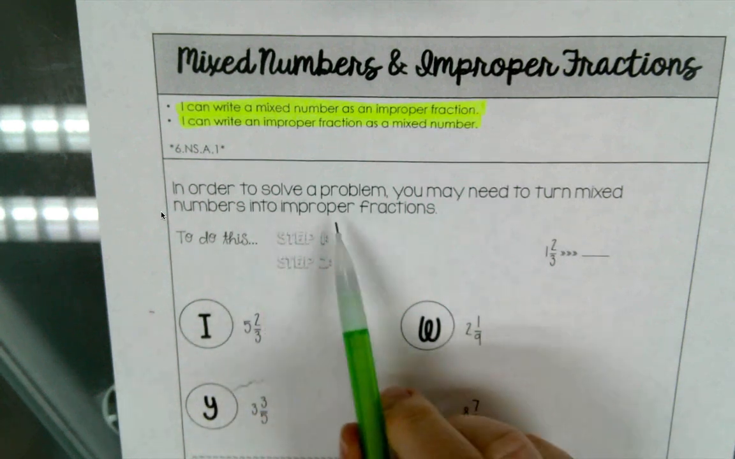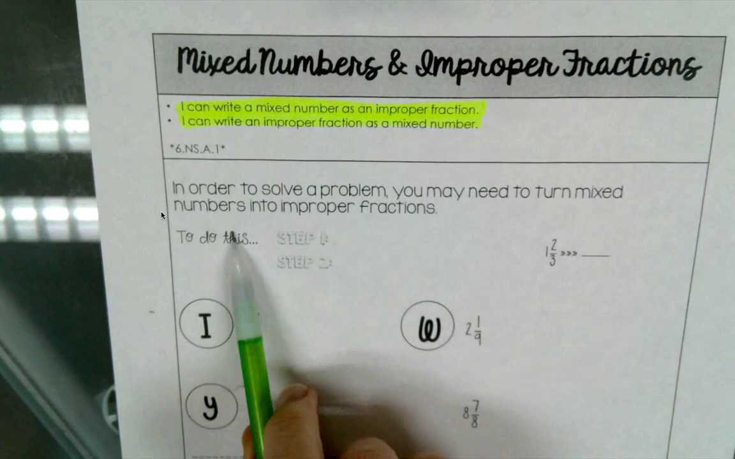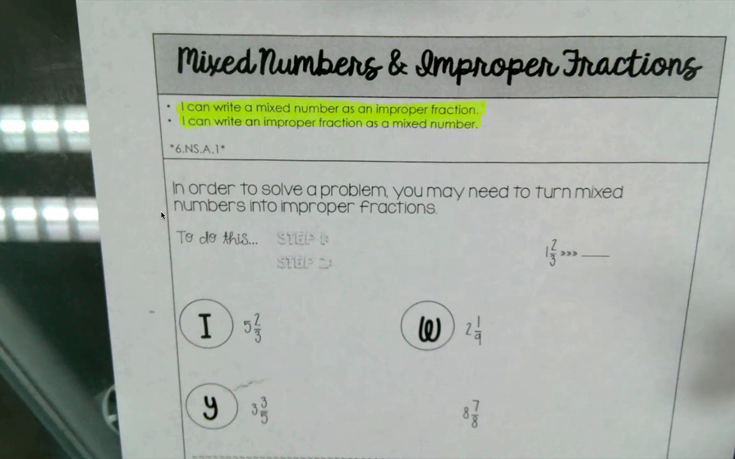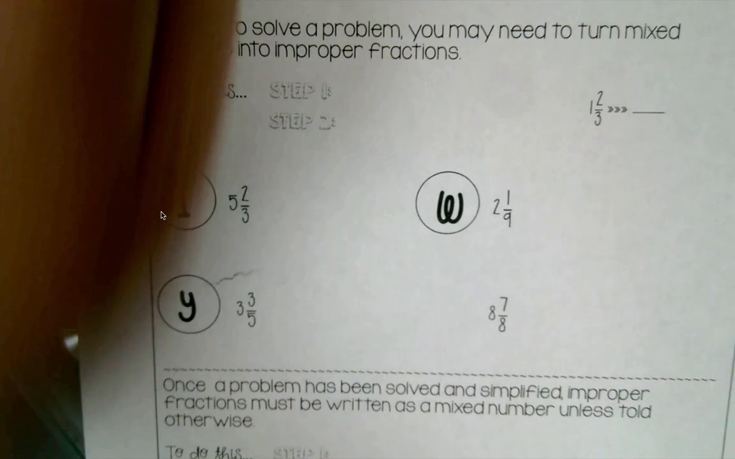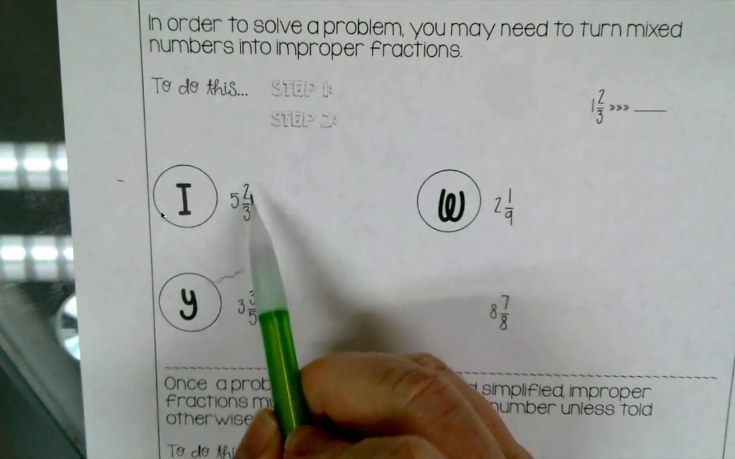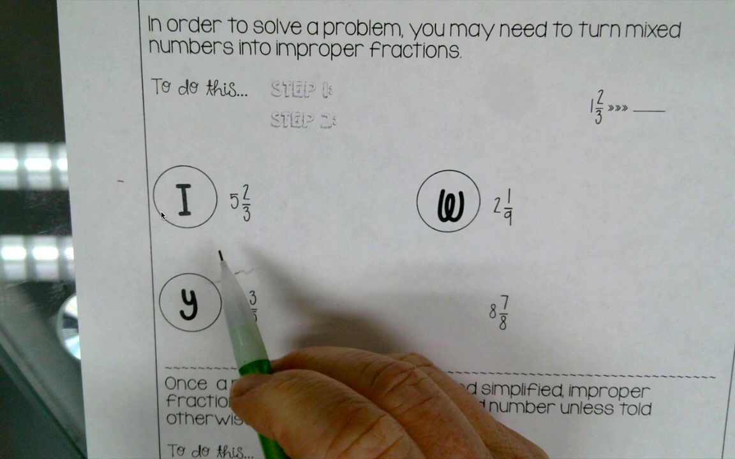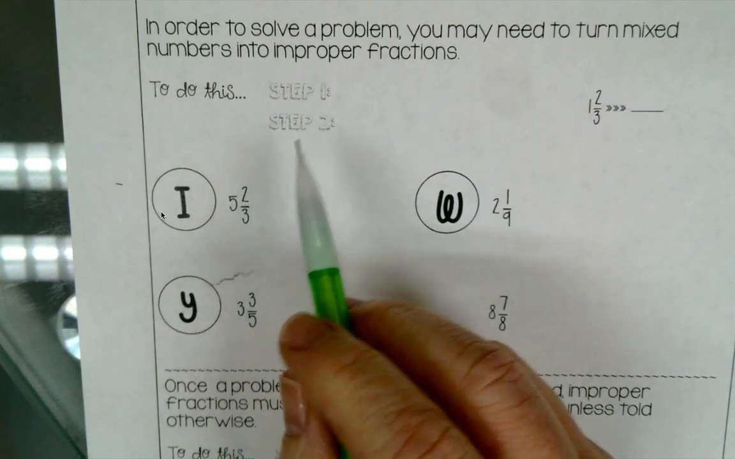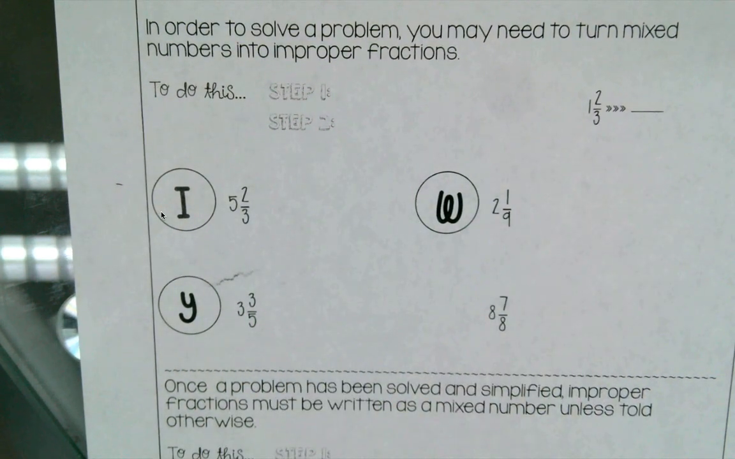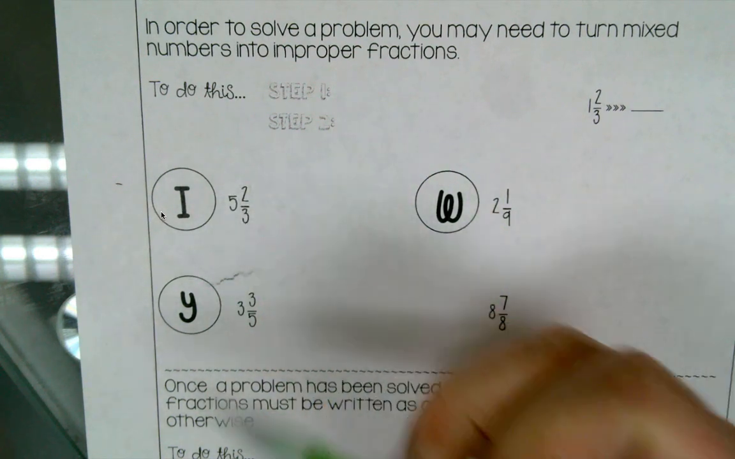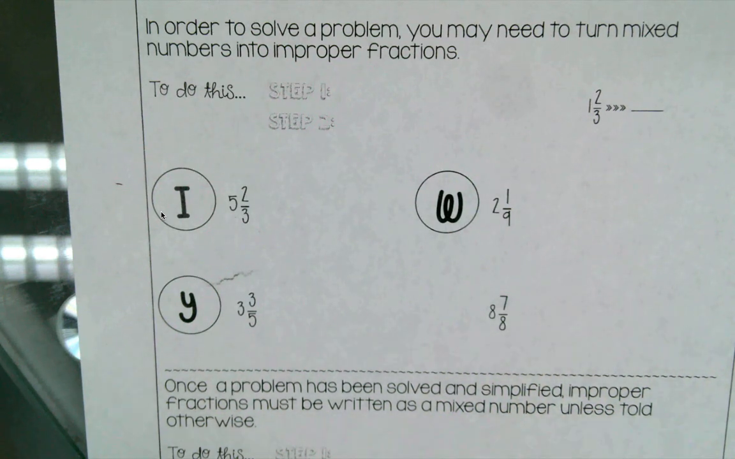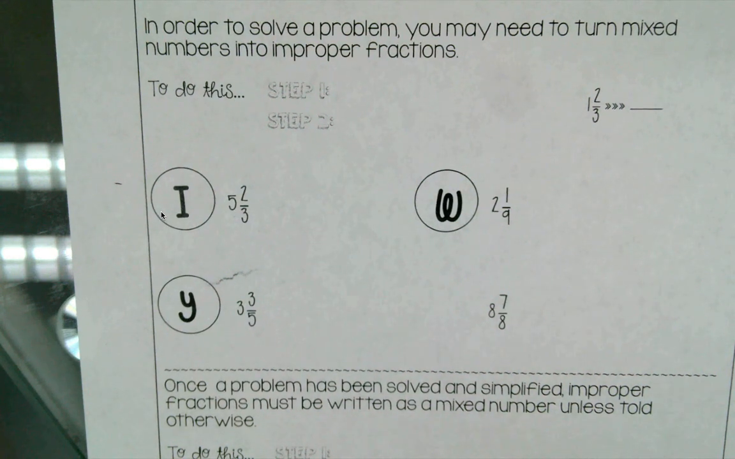So in order to solve a problem, you may need to turn mixed numbers into improper fractions, okay? So a mixed number, I want to emphasize, like with my I do right here, a mixed number is a whole number with a fraction. That's what we call a mixed number, okay? So sometimes, whenever we are going to multiply and divide fractions, you have to take a mixed number and turn it into an improper fraction. That's the only way you can move forward when you multiply and divide fractions. So that is why we're doing this, so you know what you have to do next.